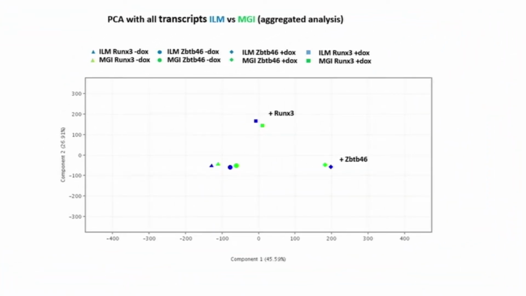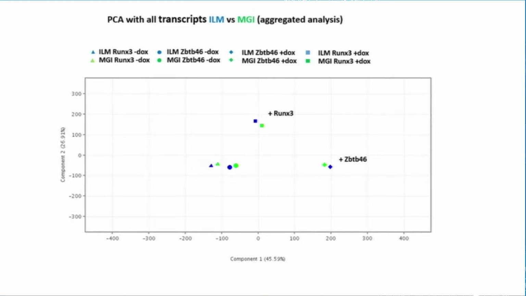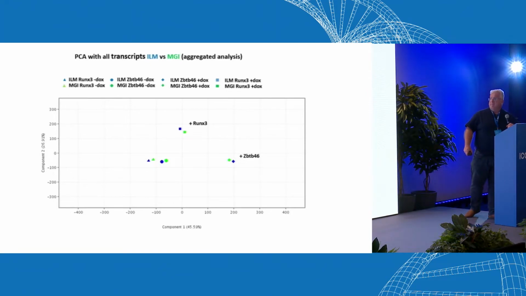So first of all, we compared the global gene expression pattern using these two technologies. As we expected, upon the transgene induction, so when Runx3 was induced, we can see a very distinct global gene expression pattern, and this is also true for ZBTB46. So even in undifferentiated ES cells, if you overexpress this transcription factor, the global gene expression pattern is quite different. But the major question was whether the two technologies are comparable. So the blue color represents the Illumina data, and the green one is the MGI. So you can see the pattern is quite similar.